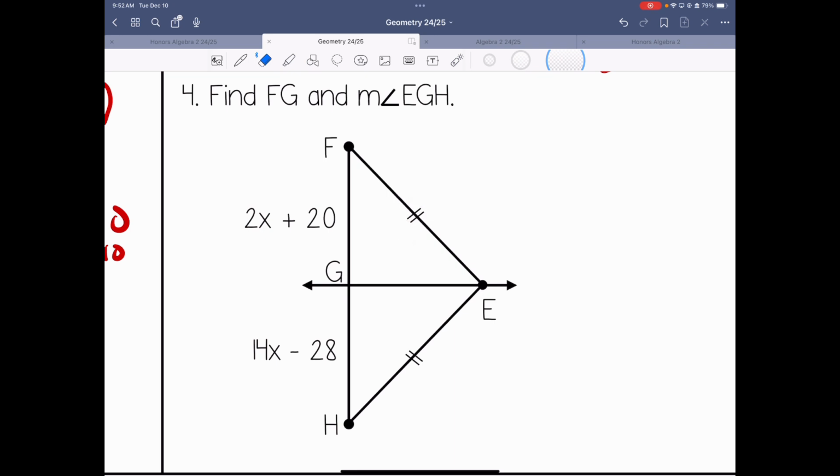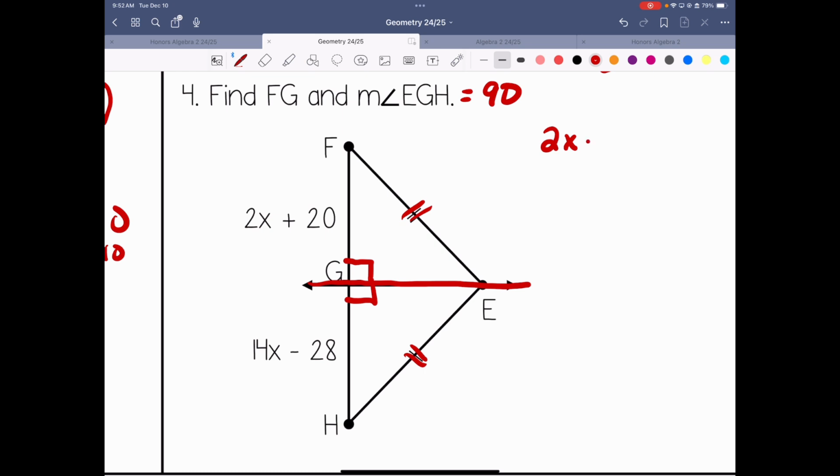Okay, so because these two pieces are congruent to each other, that makes this a perpendicular bisector. So the measure of that angle is 90 degrees. So EGH is 90. And then FG has to equal GH. So 2x plus 20 equals 14x minus 28.